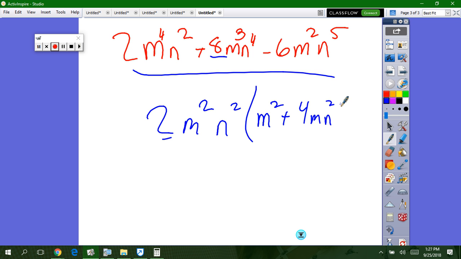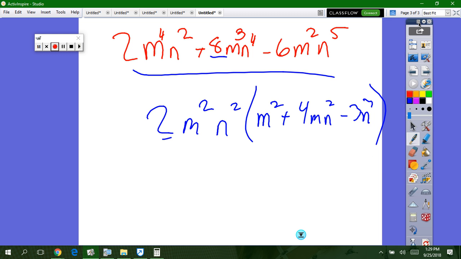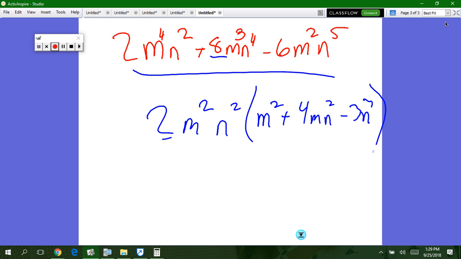Kristen, what if I pull 2m squared n squared out of negative 6m squared n to the fifth? What's left over? Negative 3n cubed. Yeah. Do I need to go over that for people, or are we okay? Pretty good. Okay. Love you all.